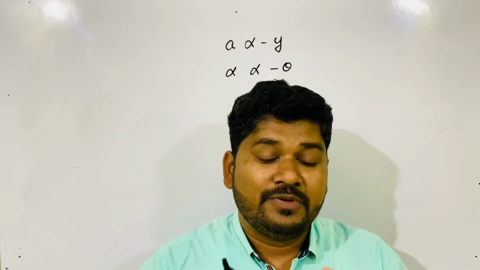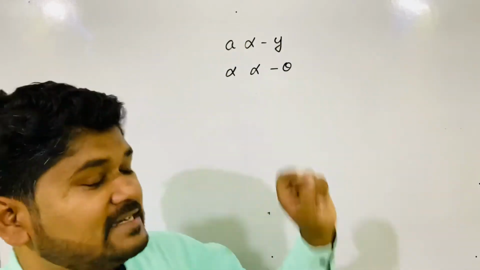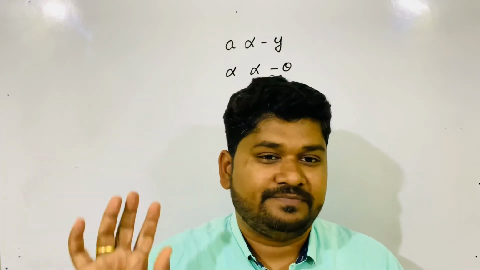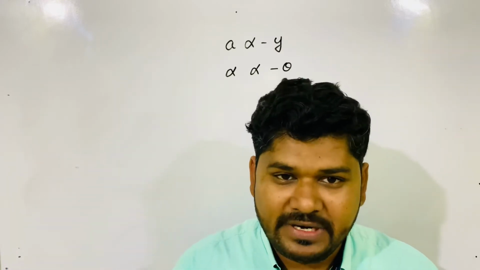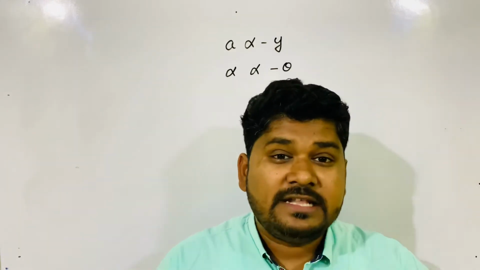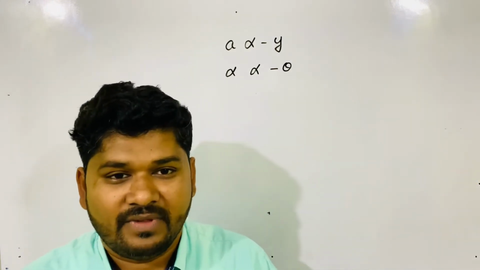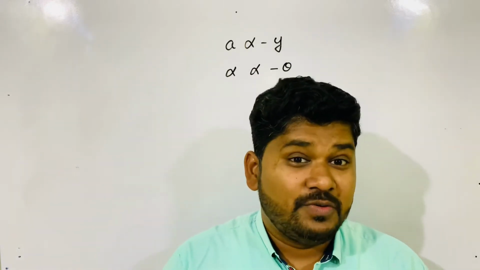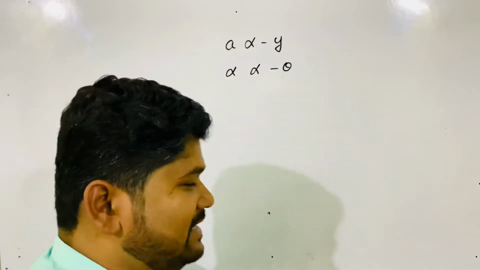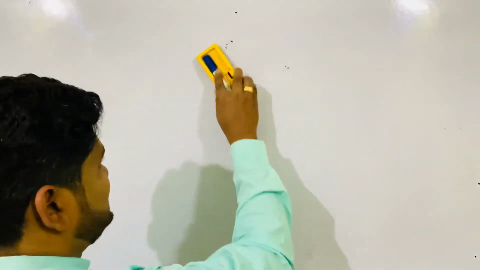If you reach this condition, then you will write one line that the body executes SHM. Then you will find its time period. I told you, the question will come like this: prove that it executes SHM, hence find its time period. I hope you understood the format of what I am going to do. Now let's enter.